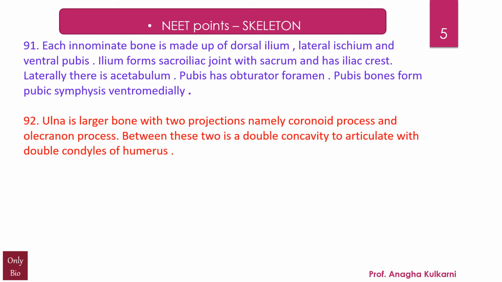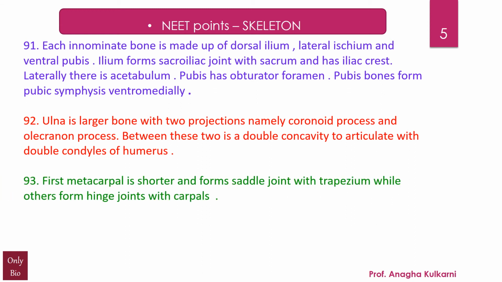Next, ulna is larger bone with two projections, namely coronoid process and olecranon process. Between these two is a double concavity to articulate with double condyles of the humerus. Next, first metacarpal is shorter and forms saddle joint with trapezium, while others form hinge joints with the carpals.